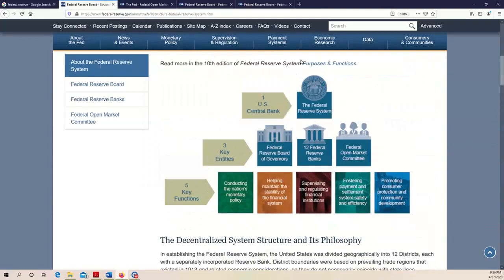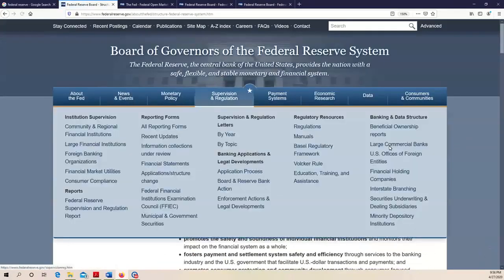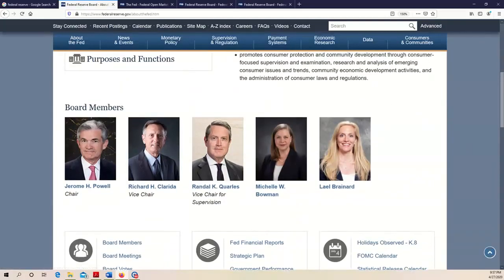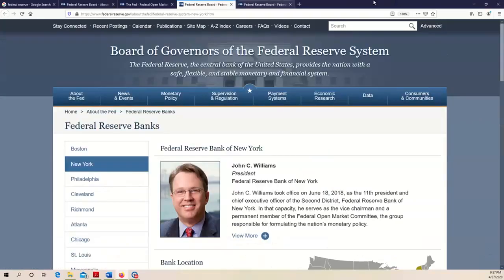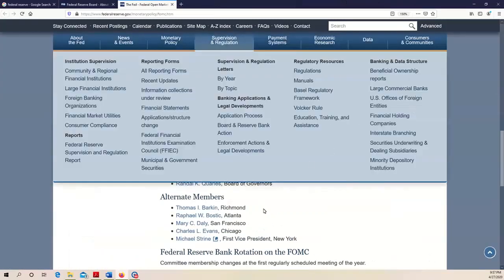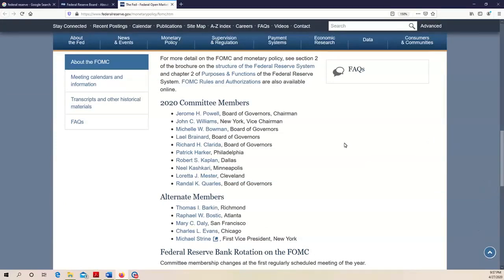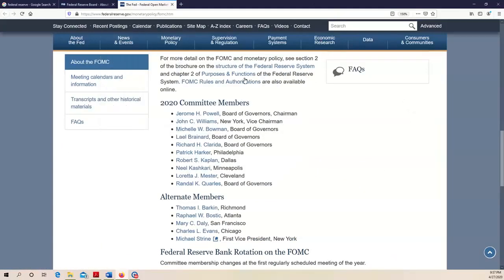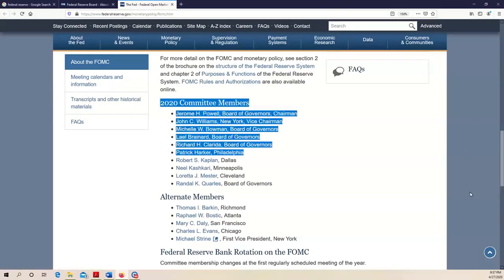Here. All board members, these 5 guys, plus 2 more, are guaranteed seats at the Federal Open Market Committee, like the current chair, Jerome Powell. So all board members are guaranteed seats at the Federal Open Market Committee, called the FOMC. It's supposed to be 12 members, so there are 5 seats remaining.